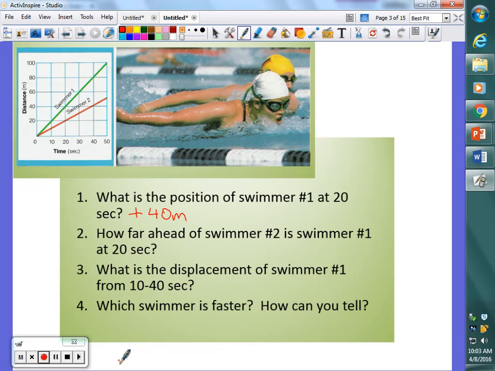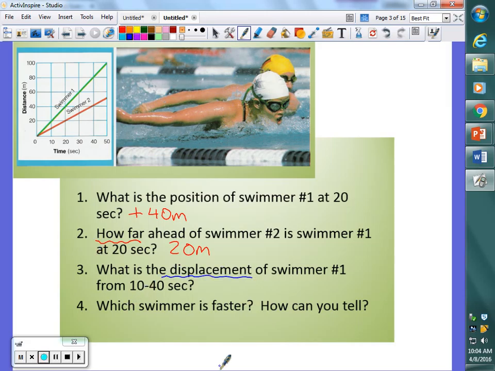So, number 2. How far ahead of swimmer number 2 is swimmer number 1? Because this is just asking us how far, right? It's perfectly fine there just to answer 20 meters. Okay? You just read the graph. All right. Next, displacement, right?